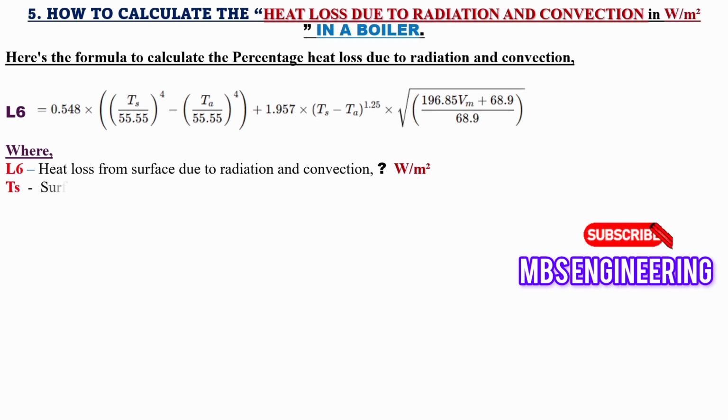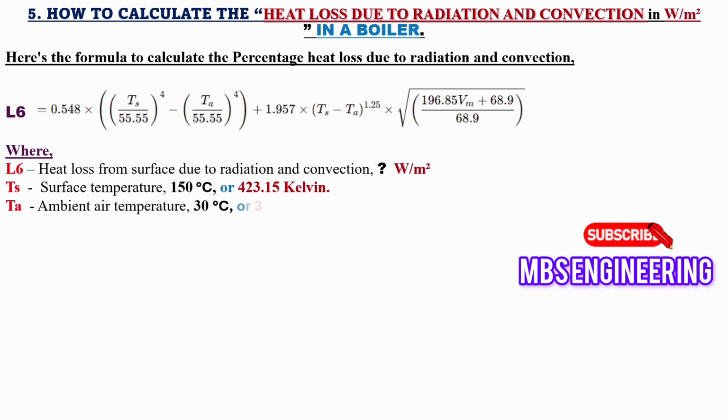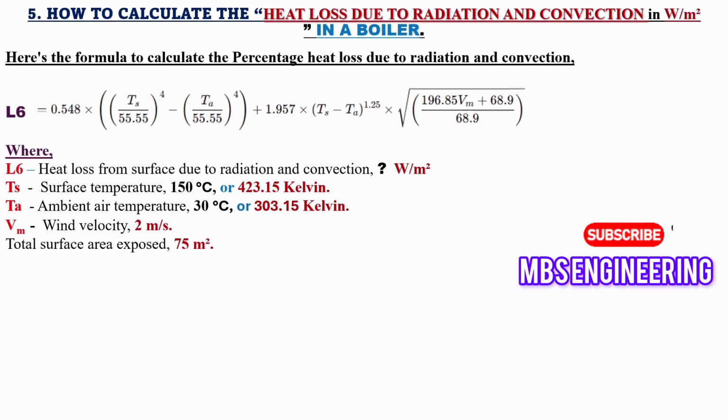Next, Ts is the surface temperature, 150 degrees Celsius, or 423.15 Kelvin. Ta is the ambient air temperature, 30 degrees Celsius, or 303.15 Kelvin. Vm is the wind velocity, 2 meters per second. Total surface area exposed is 75 square meters. Total fuel energy input is 11,630,000 watts, or 10 million kilocalories per hour.